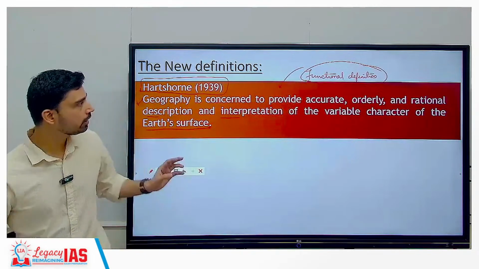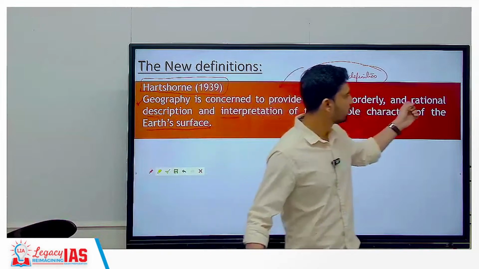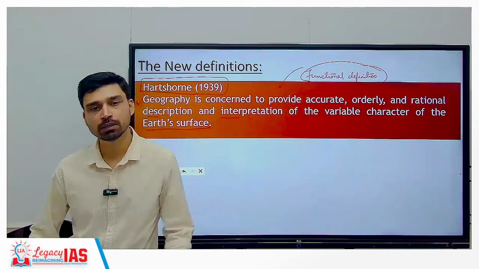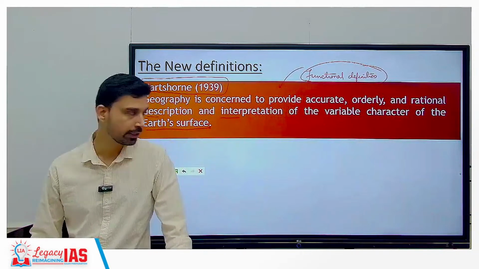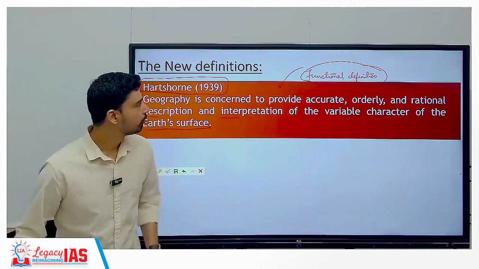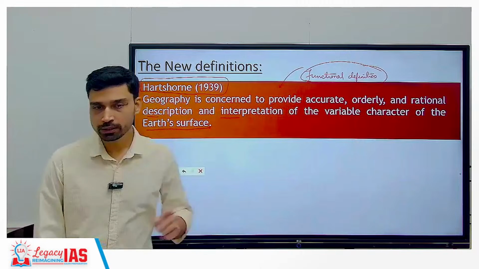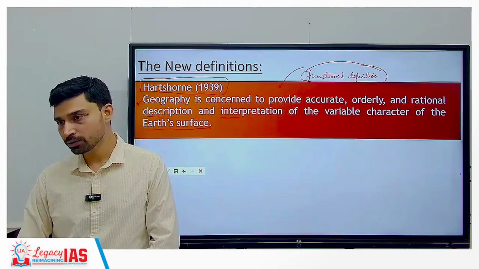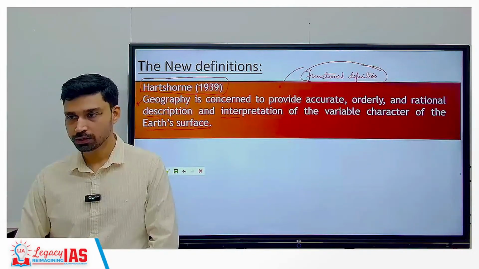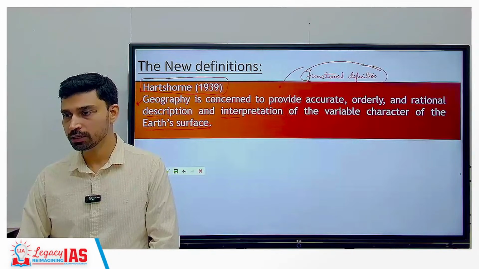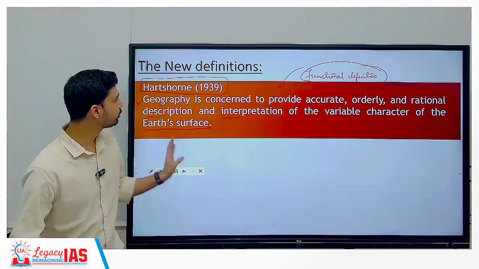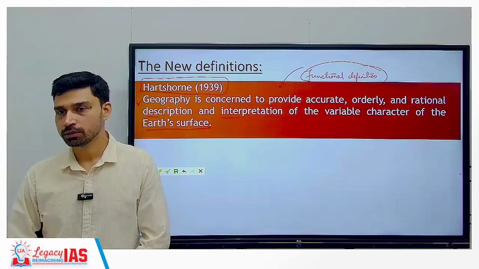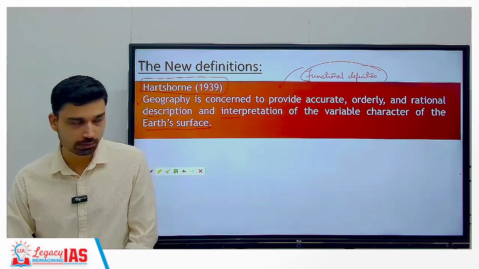So orderly. And third is which kind of description? Rational. Rational means it should be practical in nature, something that can be acceptable by all. That is a rational description. So that is the overall function of geography as well. This is how we can understand what geography basically means. In simple terms, the definition given by Eratosthenes is description or study about the earth. Then we have a more in-depth definition given by Karl Ritter, and then the functional definition given by Hartshorne. So by now I think all of you understand what the subject geography refers to.